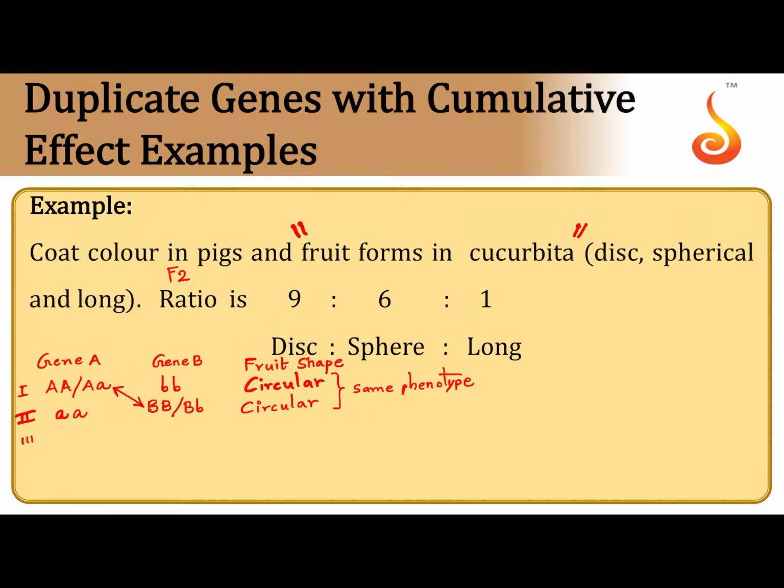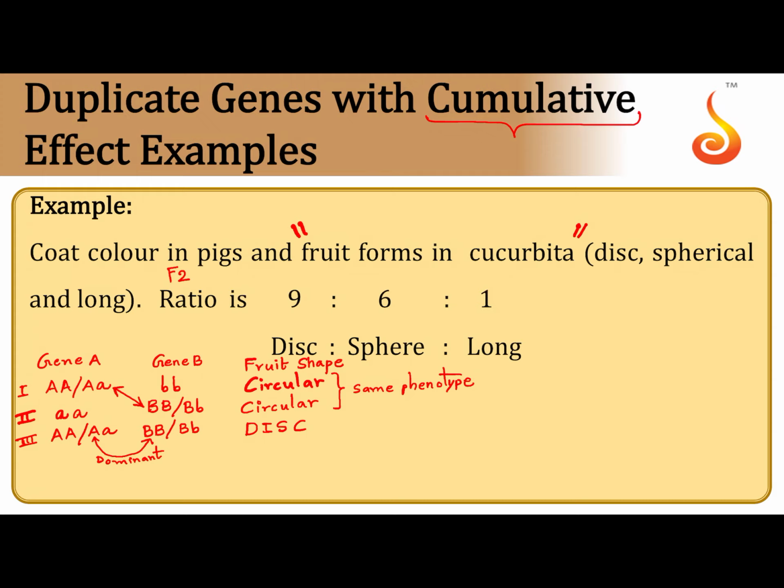Now let us take a third case where both the dominant genes are present. You have at least one copy of dominant A, and you have at least one copy of dominant B. Now notice that when the dominants of gene A and gene B come together, the shape of the fruit becomes disc-like. So it's like circular and circular have added up to become a new shape that is disc-like. That's why it is called cumulative effect. Cumulative effect is to have an additive effect.